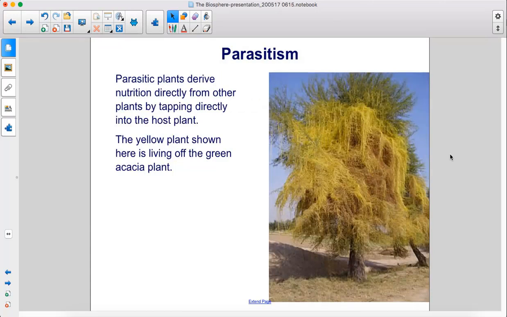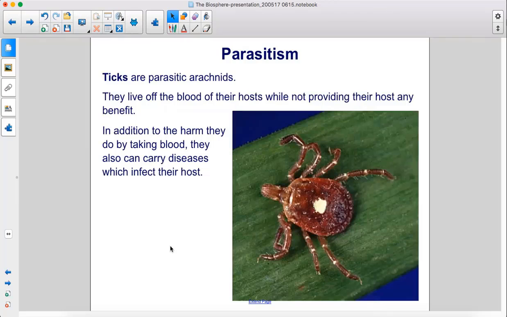Parasitic plants derive nutrition directly from other plants by tapping directly into the host plant. The yellow plant shown here is living off the green acacia plant. Ticks are parasitic arachnids. They live off the blood of their hosts while not providing their host any benefit. In addition to the harm they do by taking blood, they also can carry diseases which infect their host.